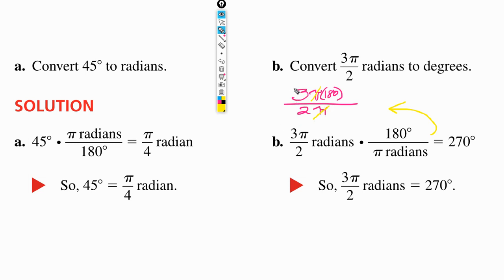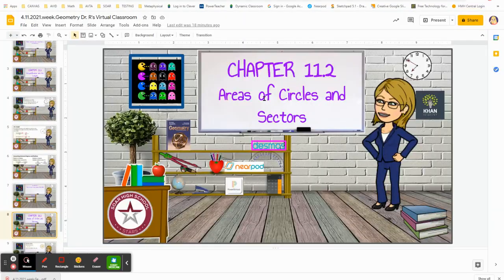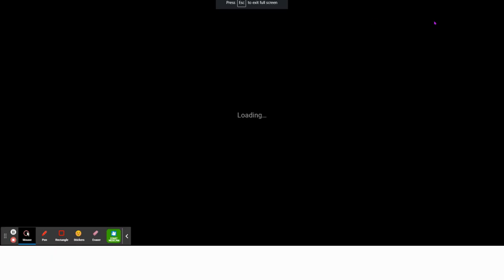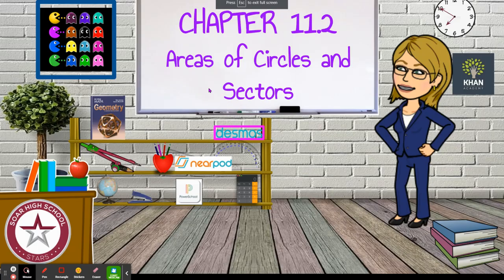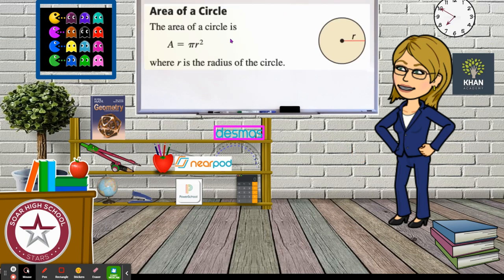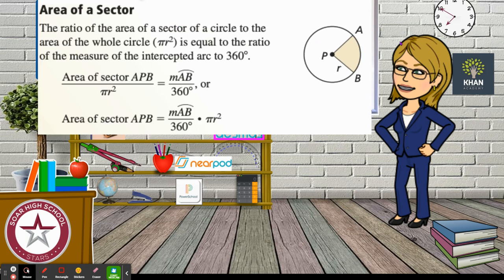Okay, so you're left with... Okay, chapter 11.2, areas of circles and sectors. This is the area of the circle formula. It is pi times the radius squared. This should be something that you already know. And over here is the area of a sector. So a sector is this section right here.